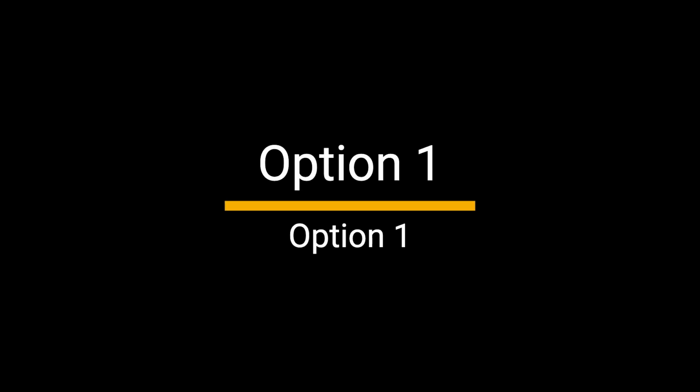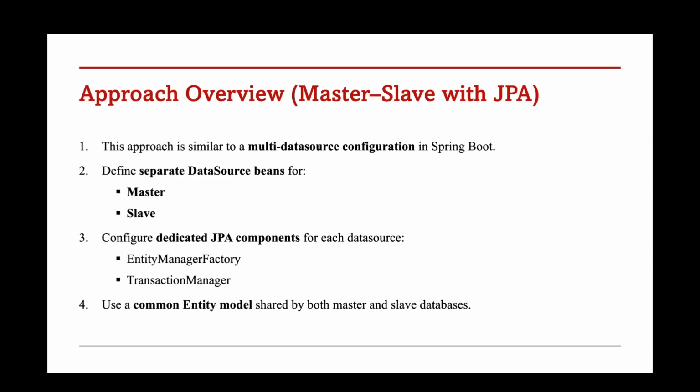So let's talk about option 1 for implementing master-slave using Spring JPA. This approach is actually very similar to what we already learned earlier, when we discussed multi-data source configuration in Spring Boot. Because of that, I'm not going to code this approach completely again. The idea and structure are almost the same. Here's how this approach works conceptually.